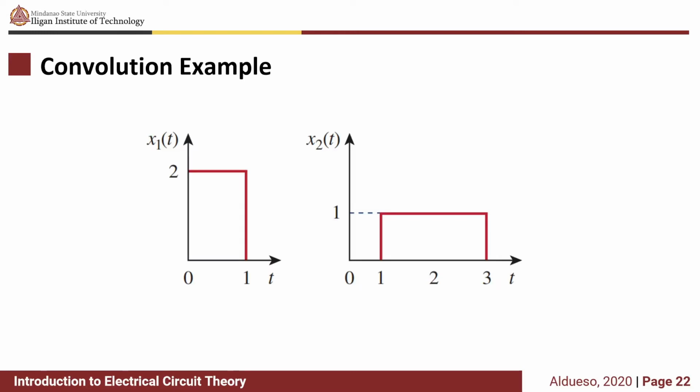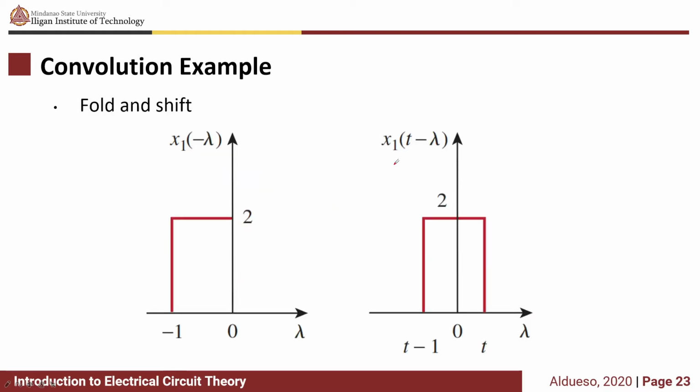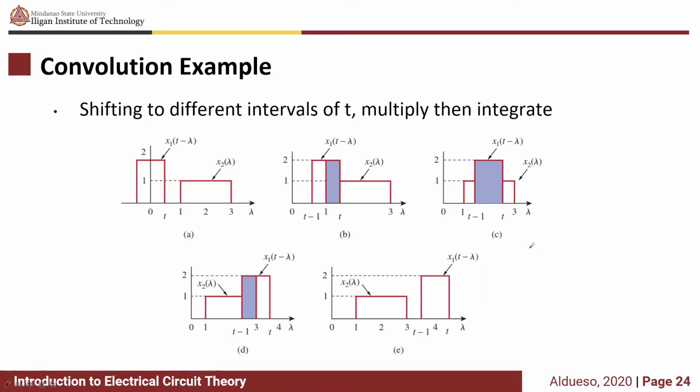So to better understand the steps in solving for the convolution of two signals, we will have an example. We have x1 of t and x2 of t. So first step is to fold. This signal x1 of t is much more convenient to apply the fold and shift. The first step is to fold or mirror and then shift x1 of t. So after folding and shifting the first signal, we shift it to different intervals of t and then multiply it to the second signal and then integrate.